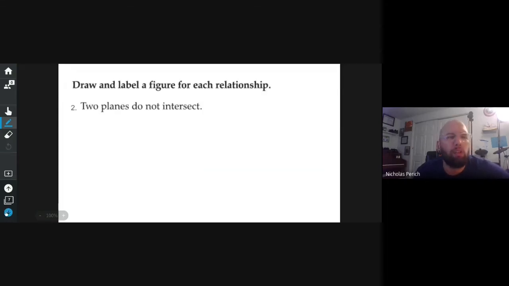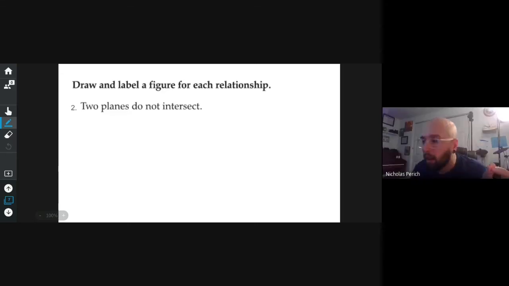I don't need it. Draw and label a figure for each relationship: 2 planes that do not intersect. If I were given 2 pieces of paper and I were to ask you to hold up 2 pieces of paper so that if those pieces of paper go on forever, how would you hold those up so that they would never intersect? I'm looking for one specific word. Parallel to each other. Parallel is correct.